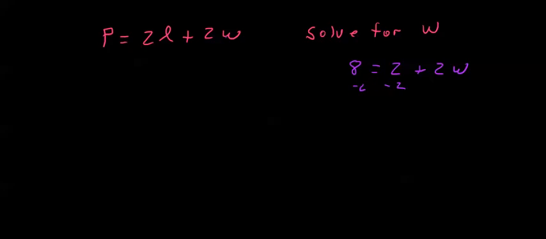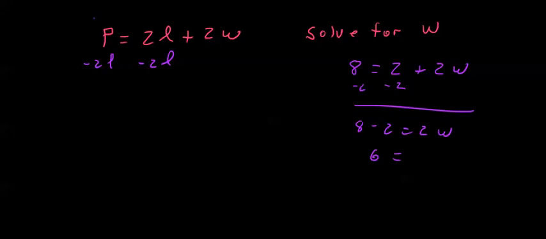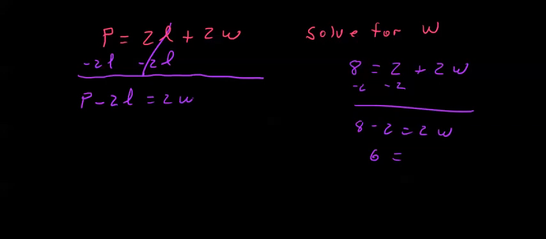Well, I want to solve for w. The first thing I'm going to do is subtract this number right here. All right? Instead of subtracting 2, I'm going to subtract a product, but it's still a number. Well, I'm going to subtract 2L minus 2L. And when I did that over here, I'd get 8 minus 2 equals 2W. But I know what 8 minus 2 is, so I'd write 6. Here, I don't know, these cancel. I don't know what P minus 2L is, so I leave it as P minus 2L equals 2W.